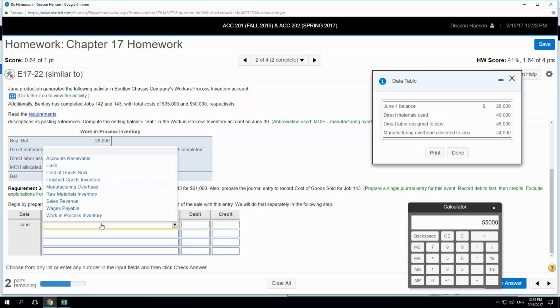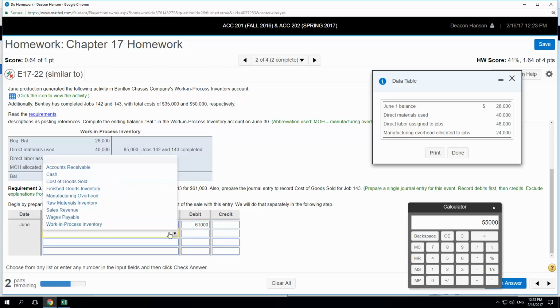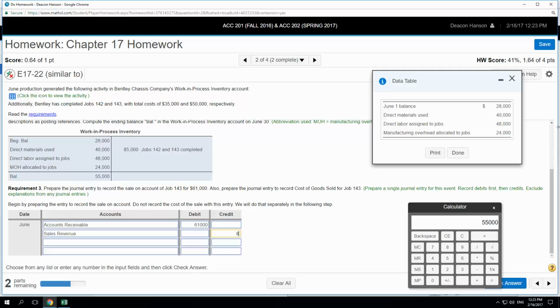We're going to first record the sale, so we're going to have accounts receivable 61,000. That's job 143. That's what we actually sell it for. So that's not our cost. And we're going to call that sales revenue, 61,000. Okay.